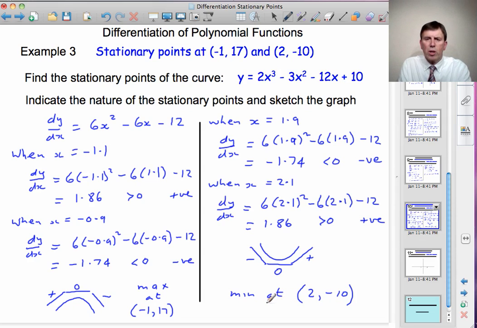Now, rather more work involved in doing that than there was finding the second derivative. So for polynomials in particular, it's a good idea to use the second derivative method and only use this if the second derivative turns out to be 0.